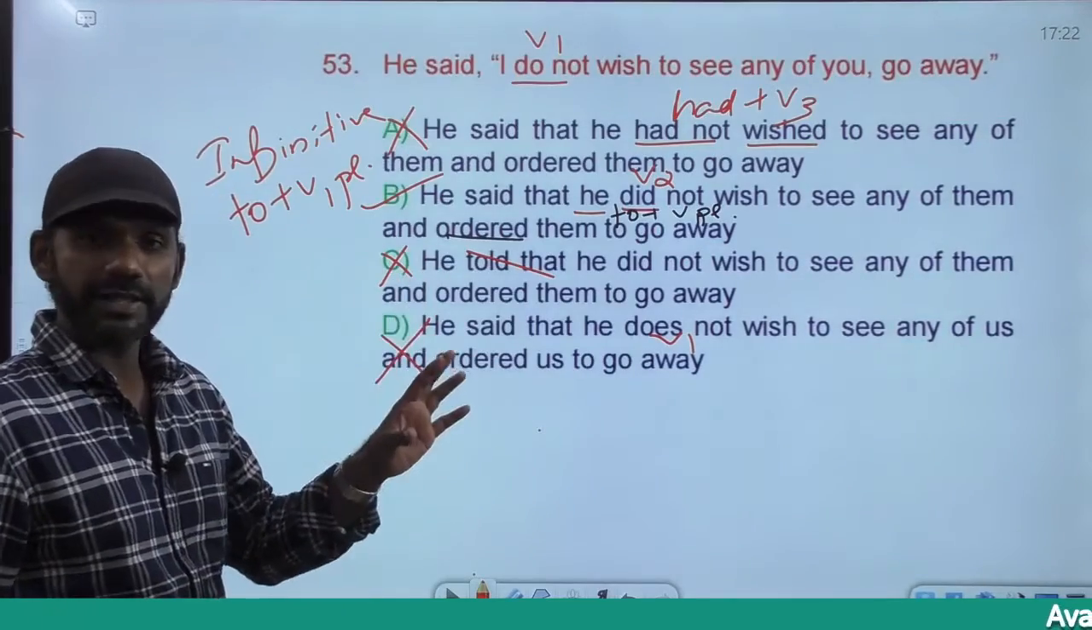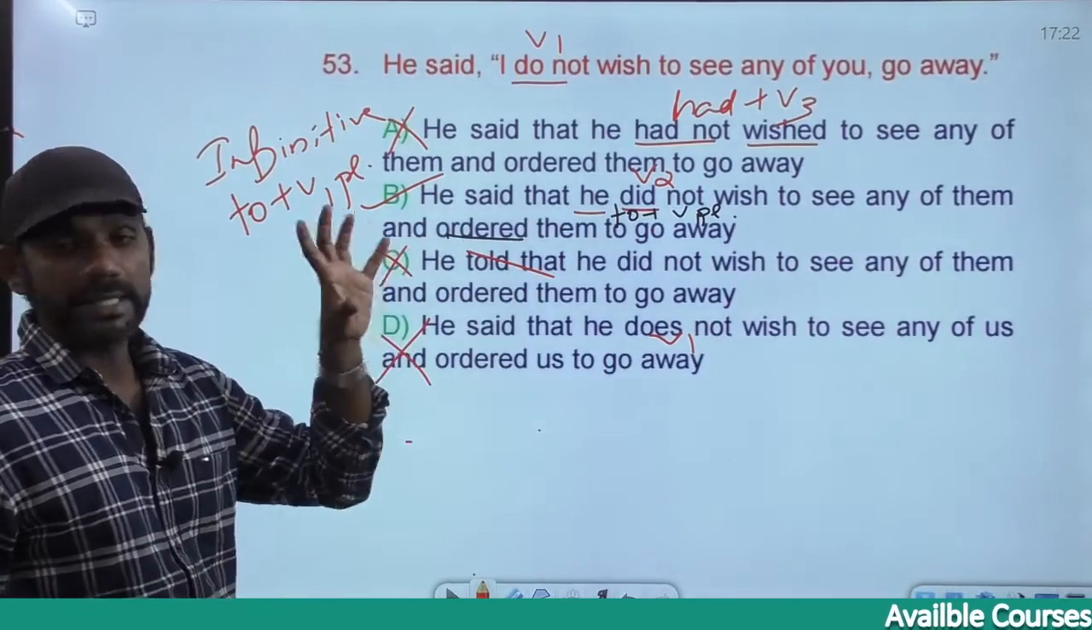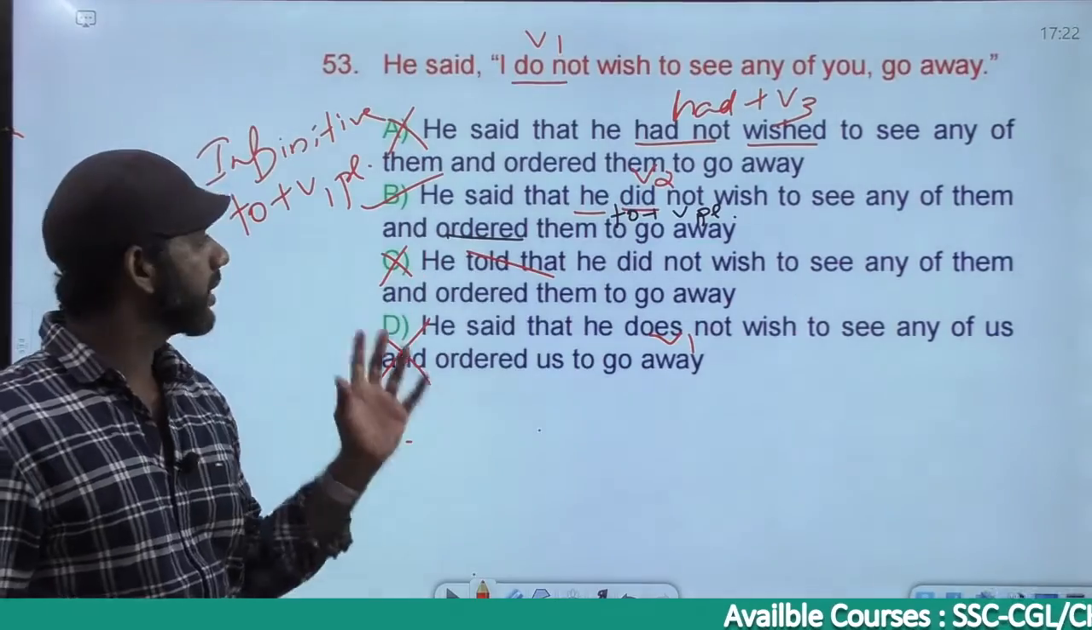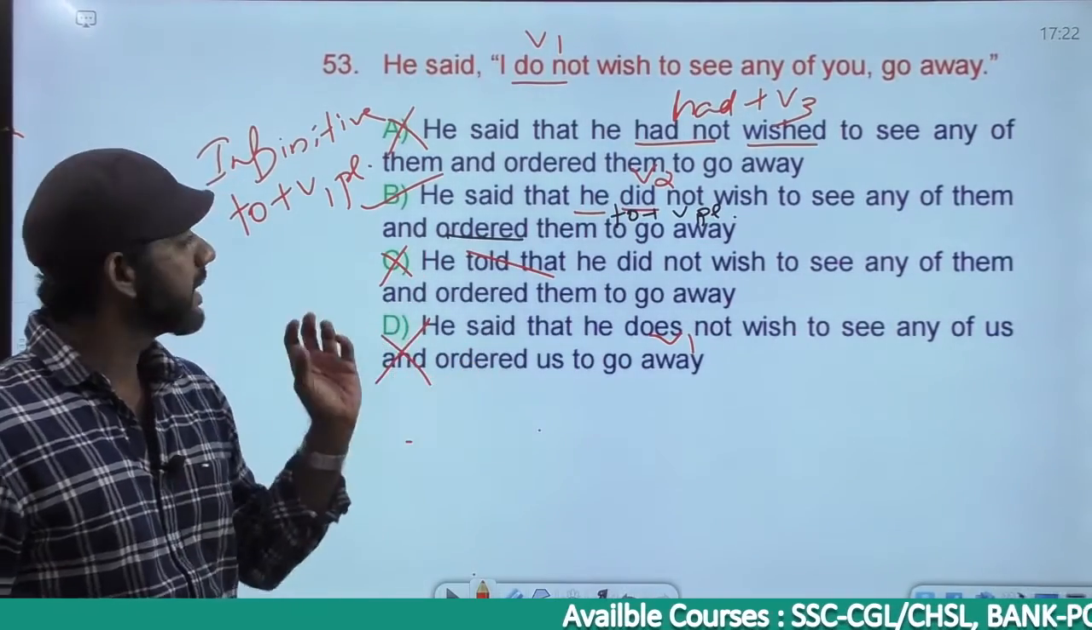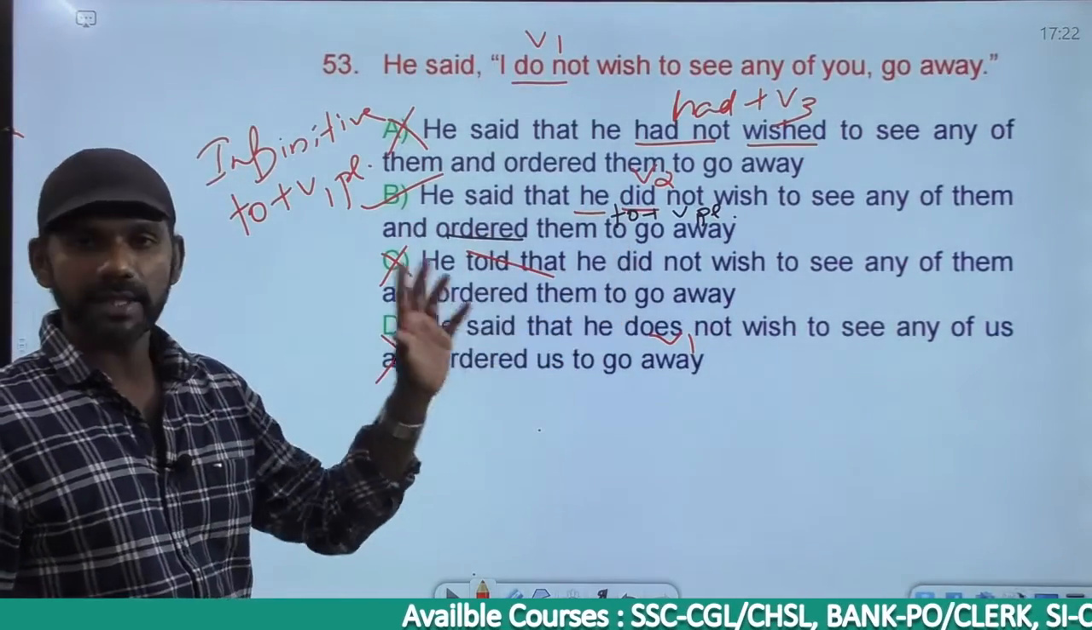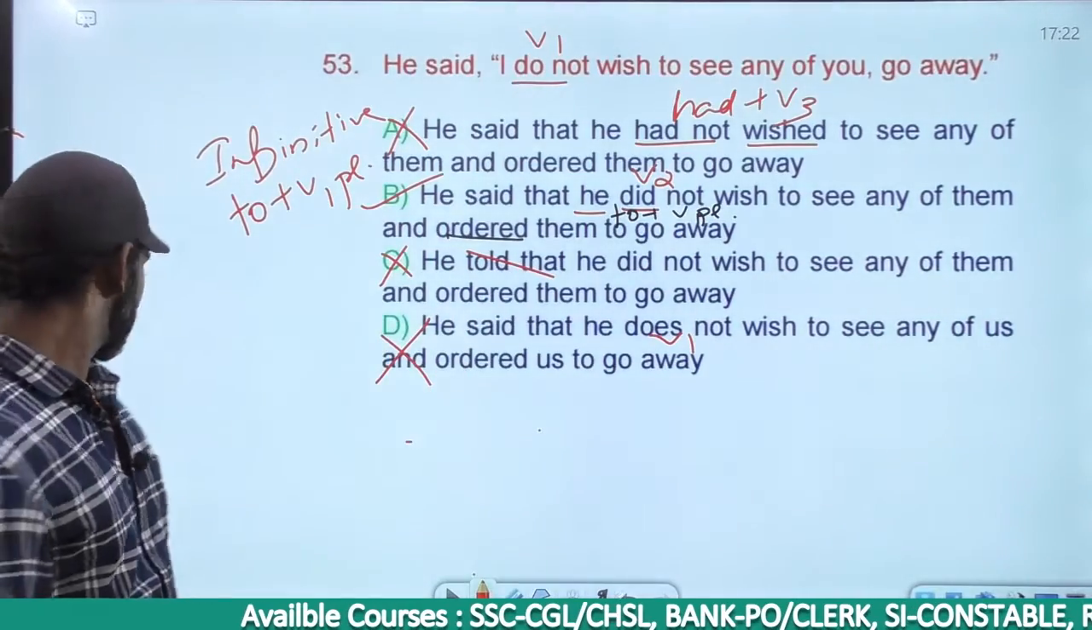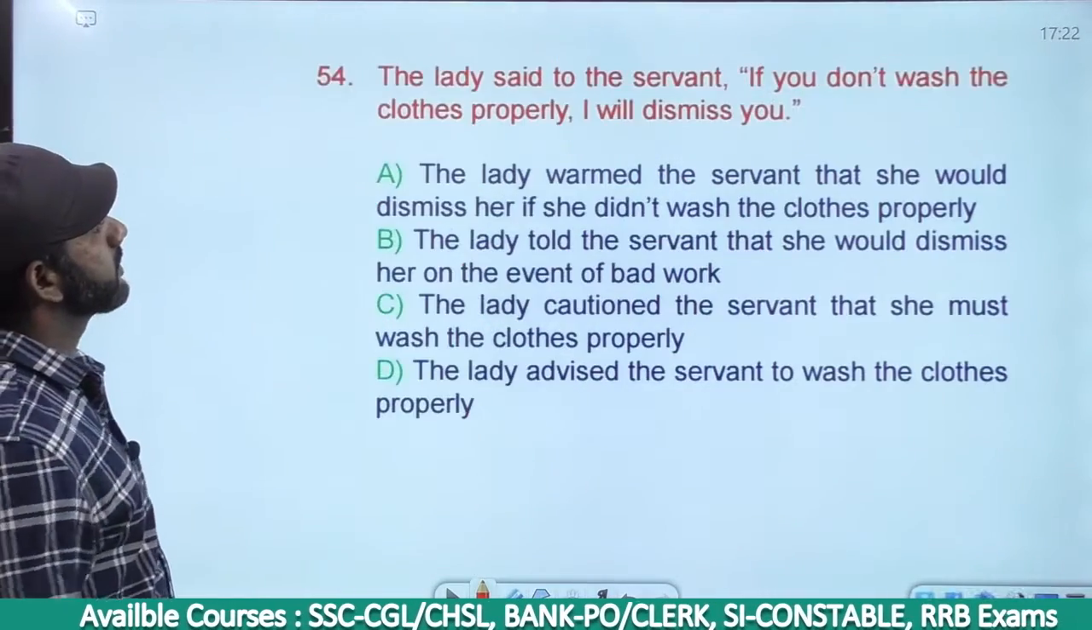The first part is fine. Simple present became simple past. The second part is also fine. Ordered them to go away. Imperative sentence, infinitive form. The answer must be D. Come to the next one.